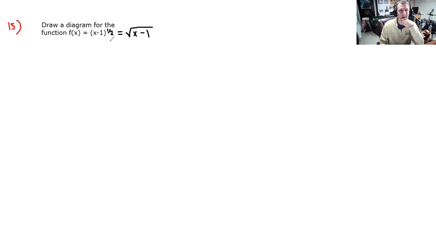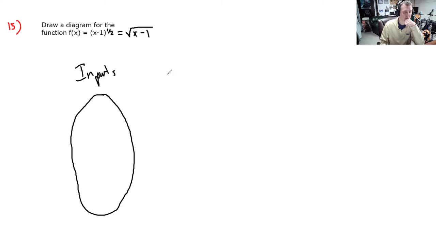Okay, so we're just gonna draw a diagram. The way we can do this is we can list inputs, and I usually draw a blob. Then these inputs go into the function. And the function is square root of x minus 1. And then the outputs is what we write here.